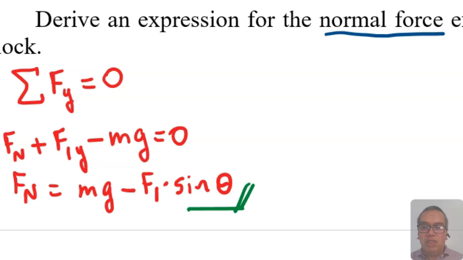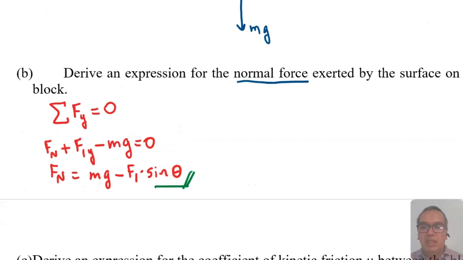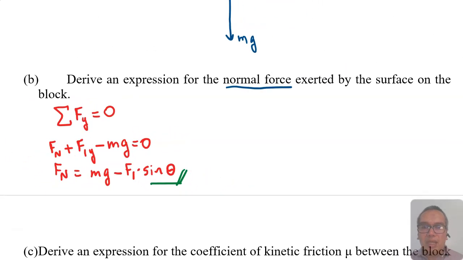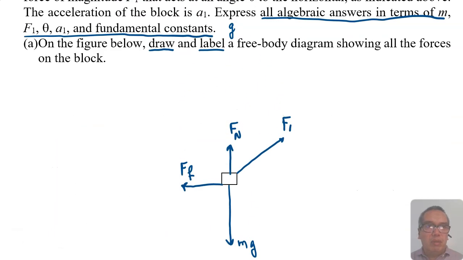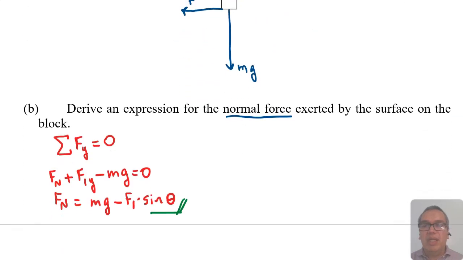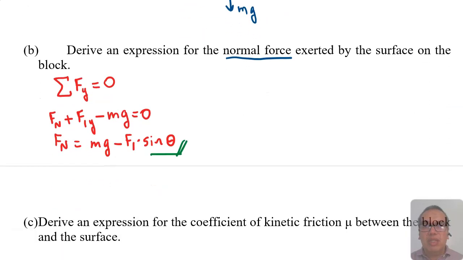Look at the variables involved: mass, g, F1, and the angle. Now, you don't have to have all of them, but you can only have some of them: mass, F1, the angle, and the gravitational acceleration g. It doesn't matter if you don't have all 5 letters. What matters is that you don't have anything else. So that is your answer for part B.